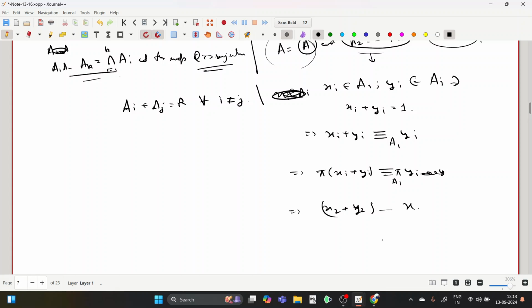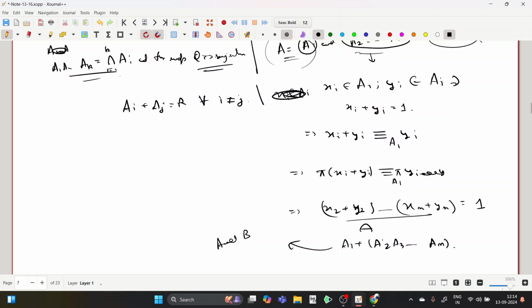till Xn plus Yn, the product of all these elements is actually 1, right? It's actually 1, and this is an element from, while this is an element from A1 plus A2 A3 till, and this equivalently proves that A and B are co-maximal, where A and B are already chosen. A and B are co-maximal.